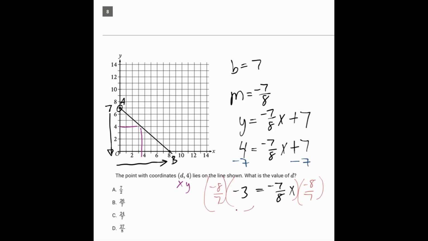And so on the right-hand side here, we have -8 times -3 over 7 times 1, because if you don't have a denominator, you have a 1. So we have positive 24 on the top and 7 on the bottom, and that is our x value, and that's C for this question.